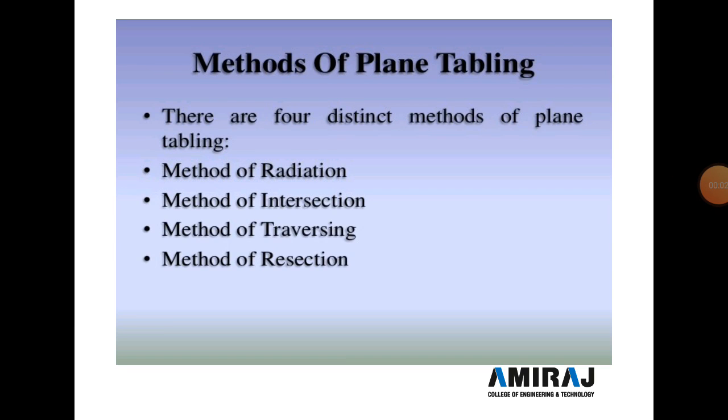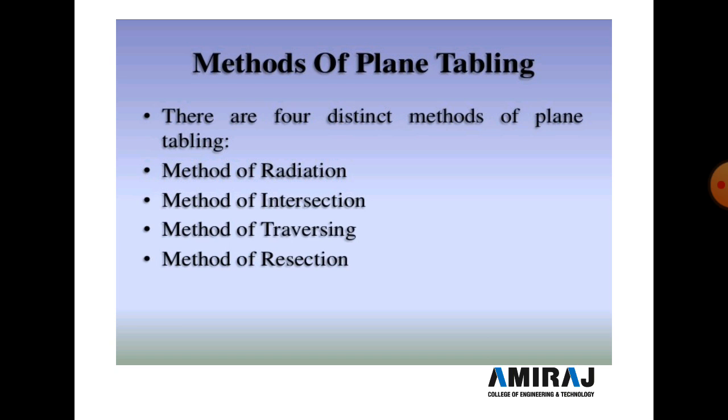Hello students, today we start a new topic, methods of plane tabling in the plane table chapter of the subject surveying, semester 4. So here there are four main types of methods of plane tabling. First is the method of radiation, second is the method of intersection, third is the method of traversing, and fourth is the method of resection.